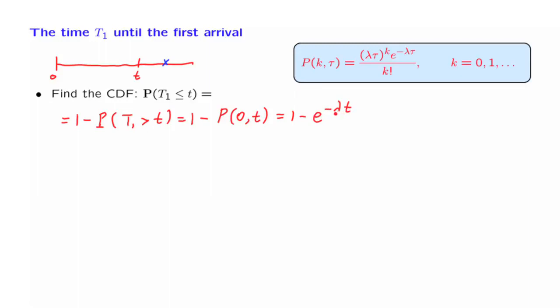We then take the derivative, and we find that the PDF of the time until the first arrival has this form, which is the PDF of an exponential random variable. Of course, this calculation here is only valid for t's that are non-negative. For negative t's, the PDF of T1 is of course 0.